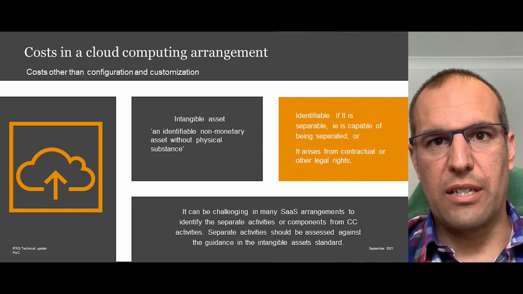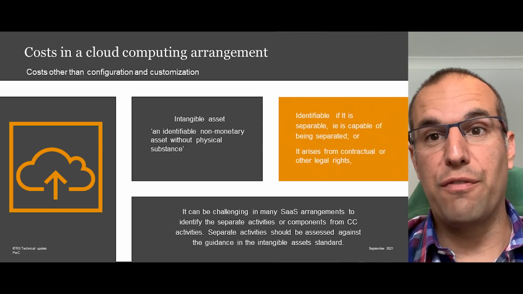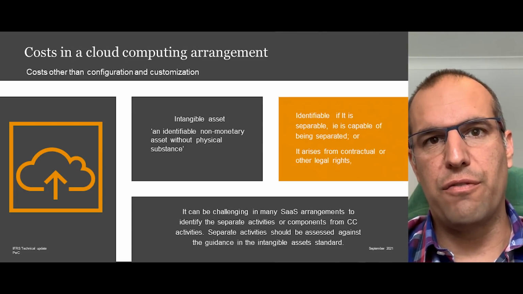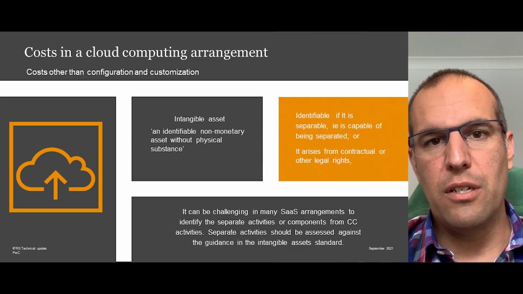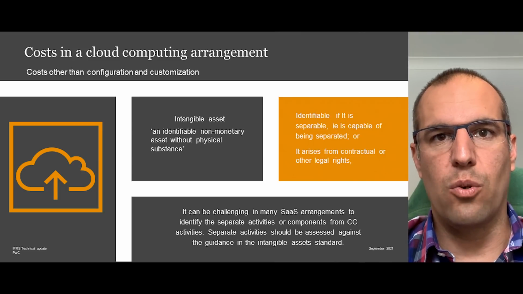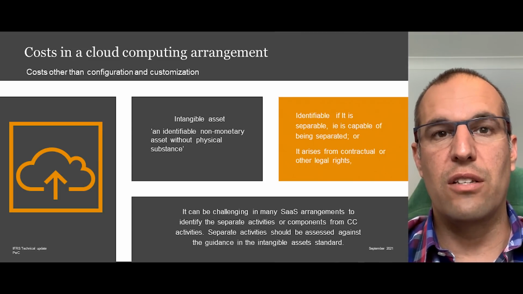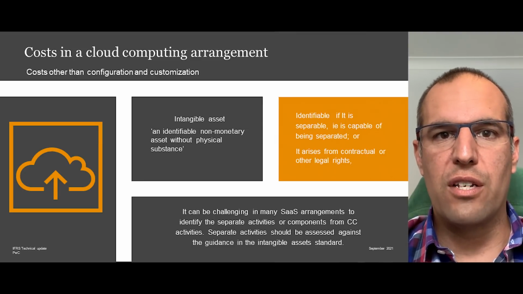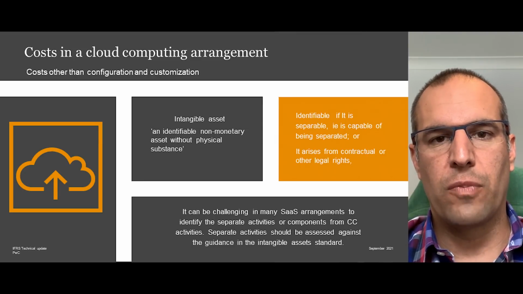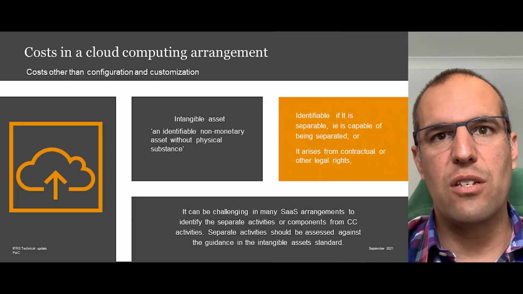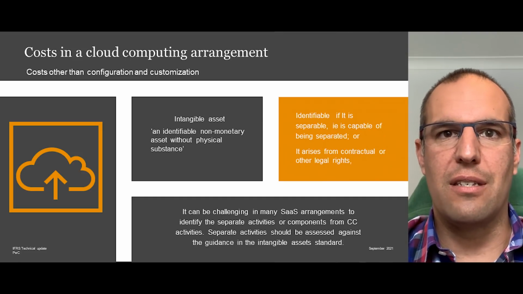IAS 38 does provide guidance about the identifiability of intangible assets and goes on to say that an intangible asset is identifiable if it is separable. So in other words, it's capable of being separated or divided from the entity and sold, transferred, licensed, rented, or exchanged, or if they arise from contractual or other legal rights. And therefore, it can be difficult in many SaaS arrangements to identify the separate activities or components in a SaaS setup which should be assessed as a separate unit of account against the guidance in the intangible asset standard.